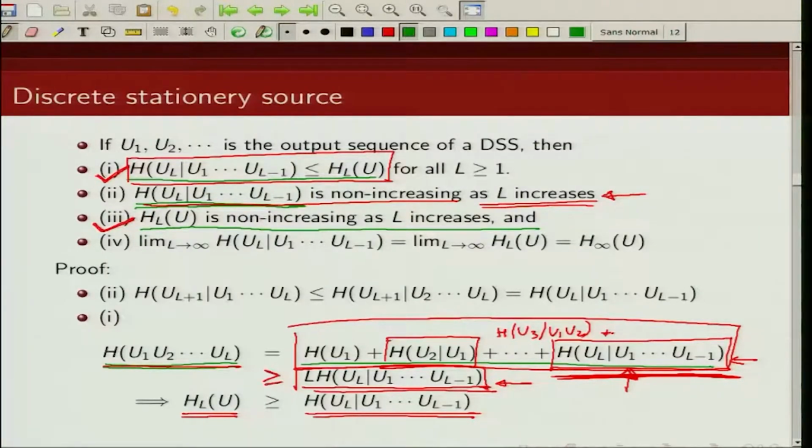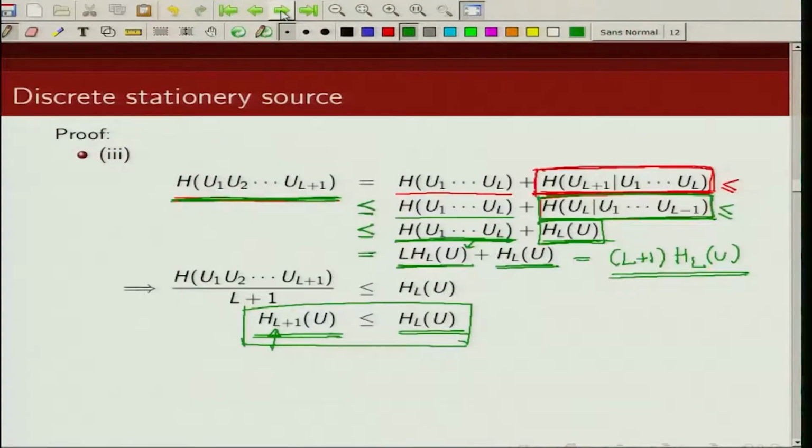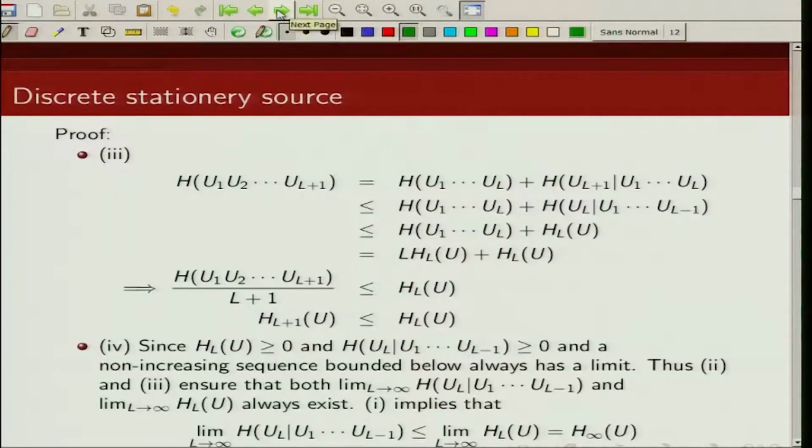Now we are going to show the final property, which says when L goes to infinity, whether we describe this uncertainty per letter as H of UL given U1, U2, UL minus 1, or whether we define this as uncertainty per letter in this particular fashion, as L goes to infinity, they are both the same, and this we denote by H infinity of U, which we call the entropy rate of a discrete stationary source. So let us prove this.